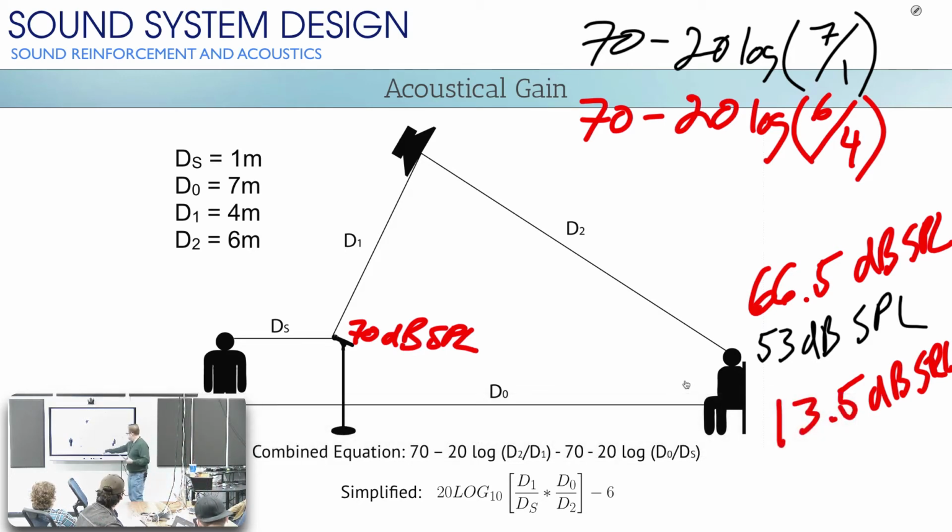This is another version of this equation. One thing you'll notice is this minus 6. And the important thing about the minus 6 is this is what we call the safety factor, because 13.5 dB of gain is when feedback begins, and we don't want to be there, right? So we want to be below that. So usually you want to be 6 dB below your feedback point, which means if we take 6 dB off of our 13.5, what do we have?